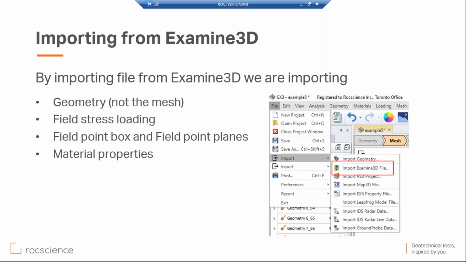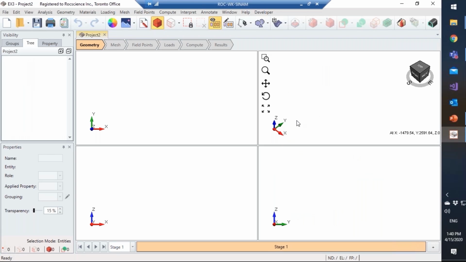To import the geometry, you can just go through File, Import, and import the Examine 3D file. By importing that, you are bringing the geometry, not the mesh. Also the material properties, the field stresses in the domain, and the location and orientation of the field point boxes would be preserved and imported into EX3. So let me go back into EX3 and show you how to do this.